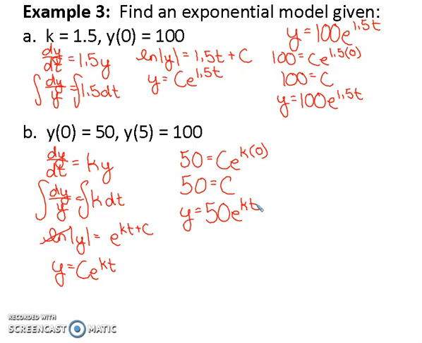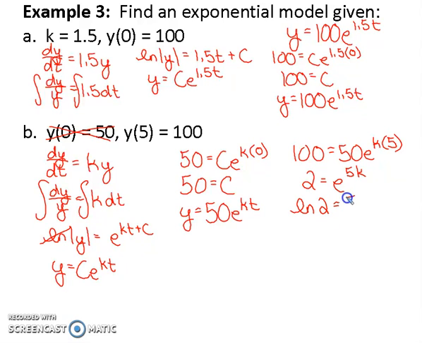Since I've already used the 0 and the 50, now I'm going to use the 5 and the 100 to solve for k. For that, y would be 100 when t is 5. To solve that for k, I would first divide by 50, so I would get 2 equals e to the 5k. Now to undo the e, I would take the natural log of both sides. And so then k would be natural log of 2 divided by 5. Do not find what that is as a decimal. Just leave it like that.